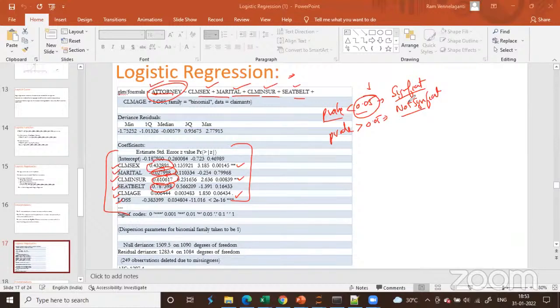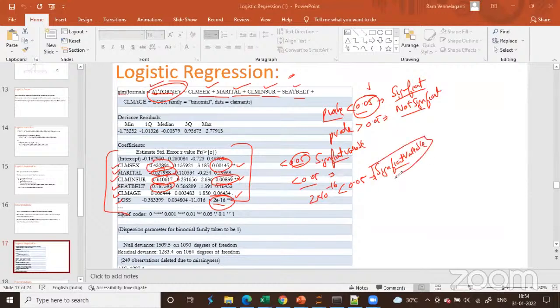Now if you see, claimant 6 has a p value of less than 0.05, so it is a significant variable for us. Then claimant insurance also has a p value of less than 0.05, so claimant insurance is also a significant variable for us. Then what about loss? Economic loss also has a probability value of less than 0.05. That is also a significant variable for us.